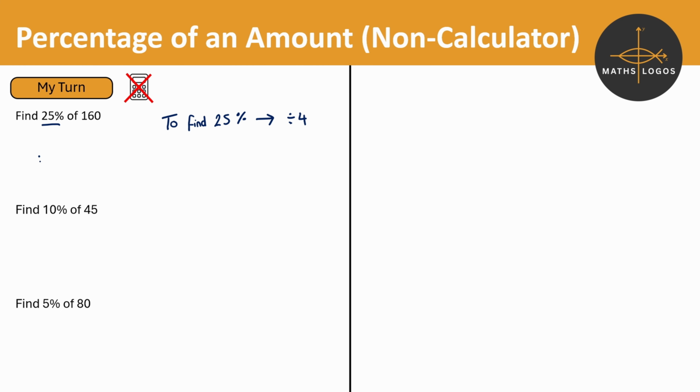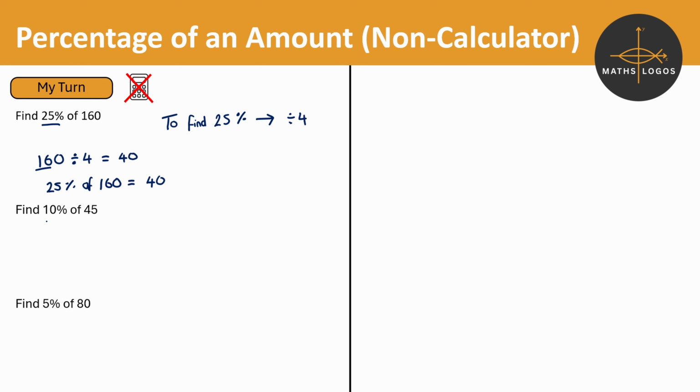Let's take our 160 and we'll divide it by 4. Quick mental tip to do this, do 16 divided by 4. Of course that gives you 4. Therefore 160 divided by 4 must be 40. I'll just put that as an answer. I'll say 25% of 160 is equal to 40.